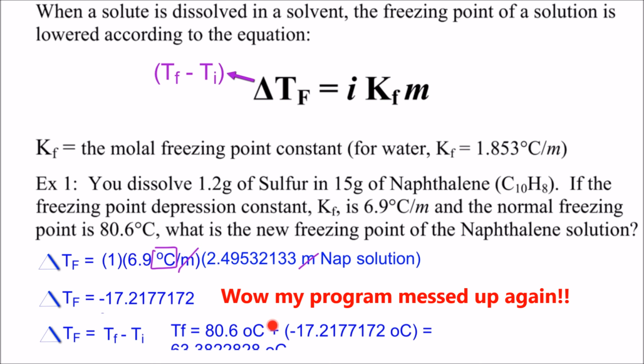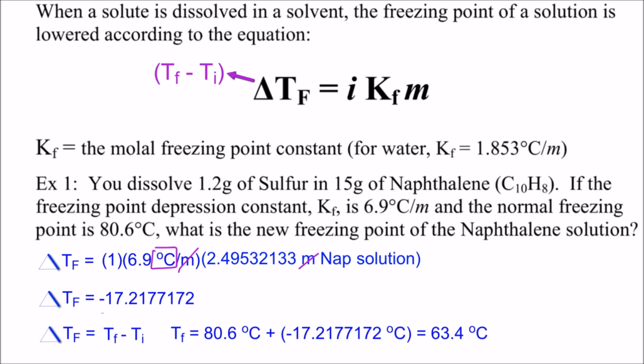So since we're doing an addition-subtraction, that means that the sig figs are based off of the decimal places. This one ends in the tenths place, so we need to finish this one off in the tenths place. That would be here where the 3 is, however the 8 is going to round the 3 up. So we end up with a new freezing point of 63.4 degrees Celsius as our answer.